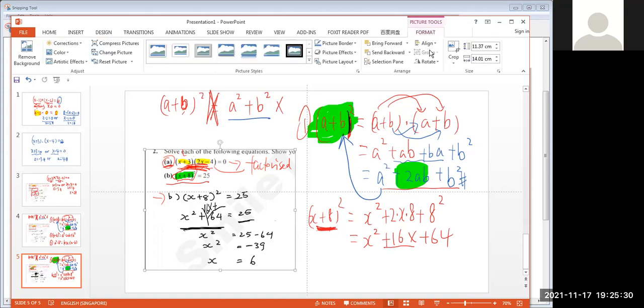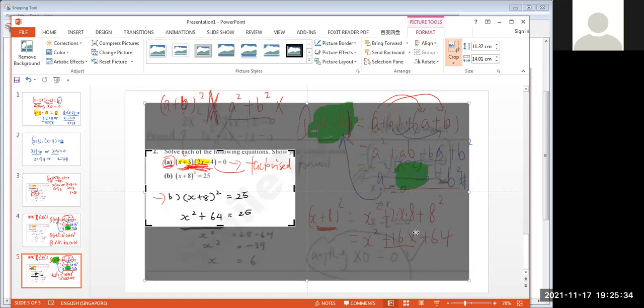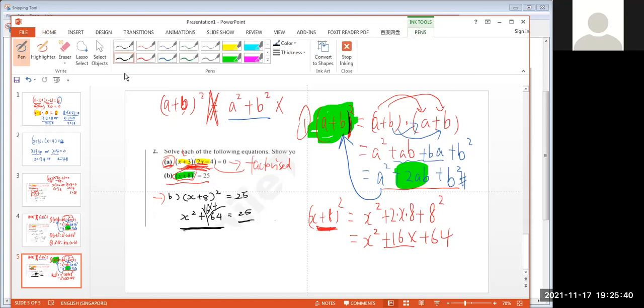At any point of time, if you're unclear, just stop me. If you don't stop me, I assume that you understand what I'm talking about, so I will continue. I will go a bit slow here. So what you need to do, just rewrite it, and then bring the 25 from the right to the left. So 25 on the right, you bring it over to the left, it becomes minus 25.